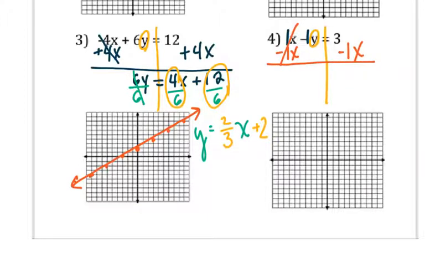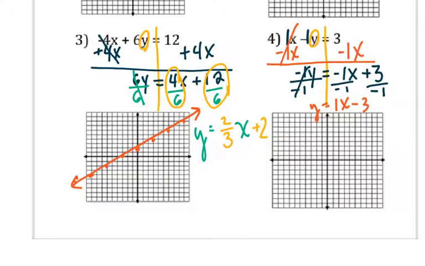That leaves me with negative 1y equals negative 1x plus 3. We need to get y by itself, so we divide by negative 1 for every single term. So that leaves me with y equals negative 1 divided by negative 1 is a positive 1x. 3 divided by negative 1 is a negative 3.